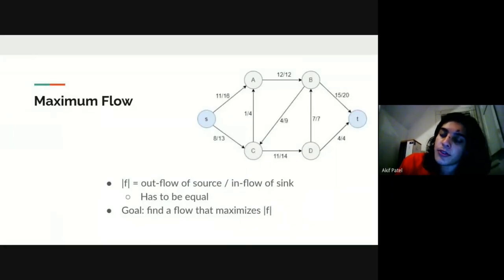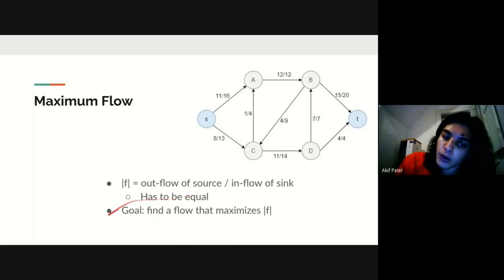Now the big goal here is to maximize the flow. When I say that, we first have to define the size of the flow here, which is the outflow of the source or the inflow of the sink. They're the same number, right? However much water is created here has to be destroyed here. So here it's 11 and 8, so 19. The flow of this thing is 19, the amount of water going from here to here. We call that amount of water the size of the flow.